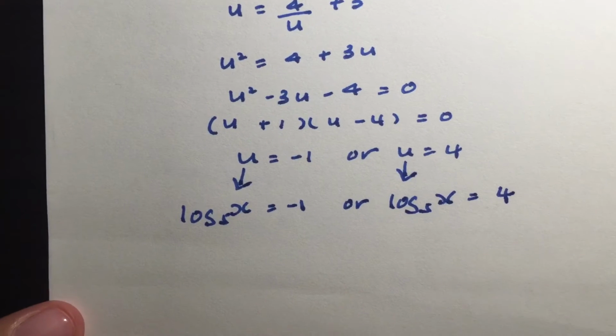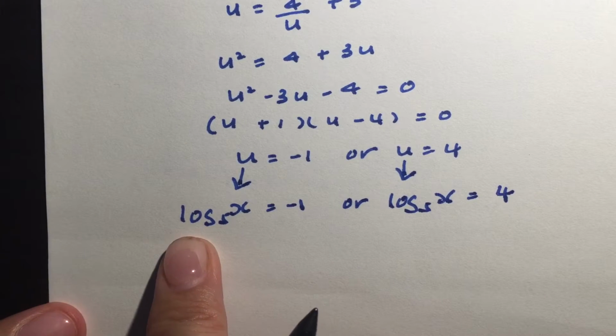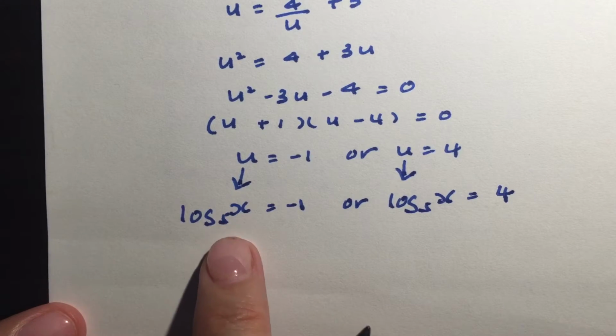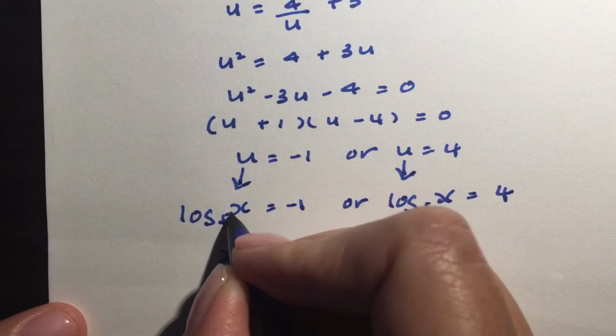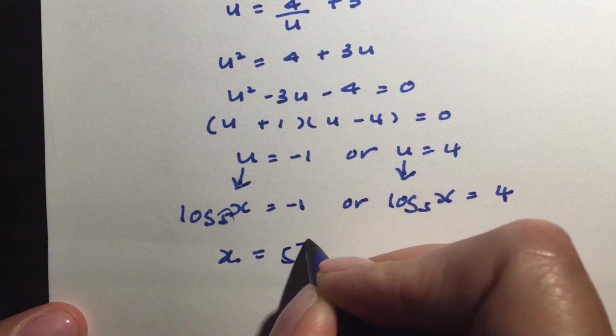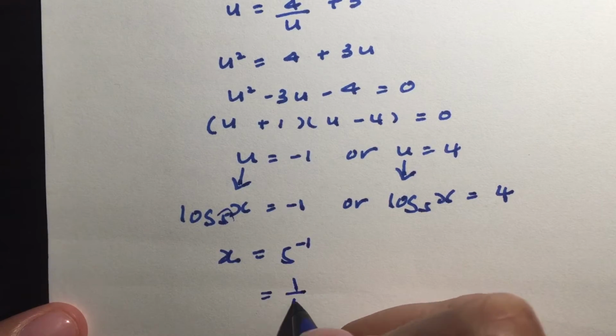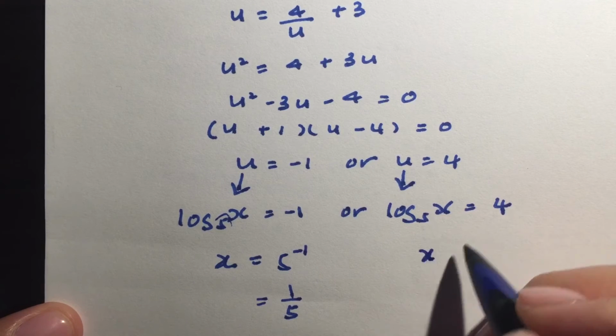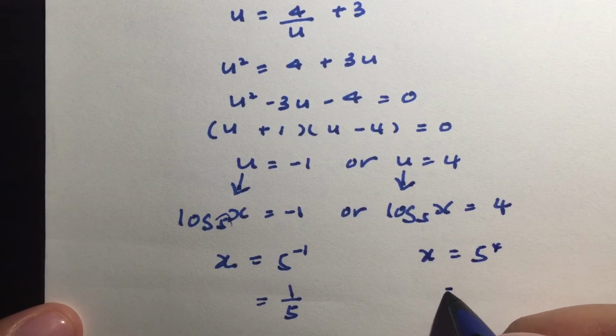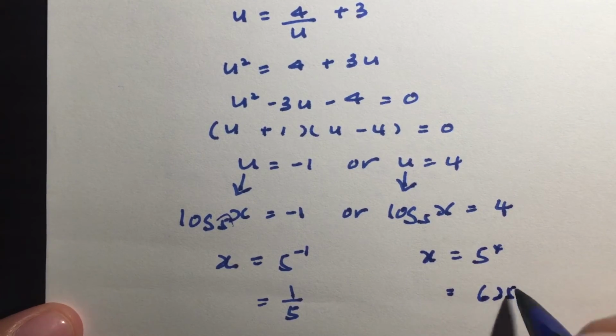Okay, and don't forget, when we change from log to exponent form, when we remove the log, the 5 will go and push it up over the other side. So we remove the log, 5 goes over, and this will give us 1 over 5. For this one, same thing, remove the log, 5 will push up the 4, and we'll be able to have it as 625.